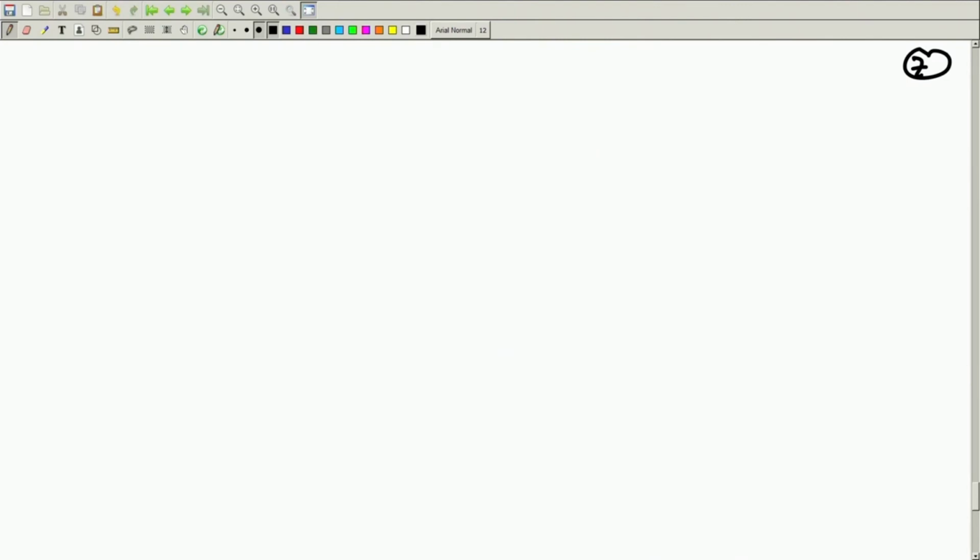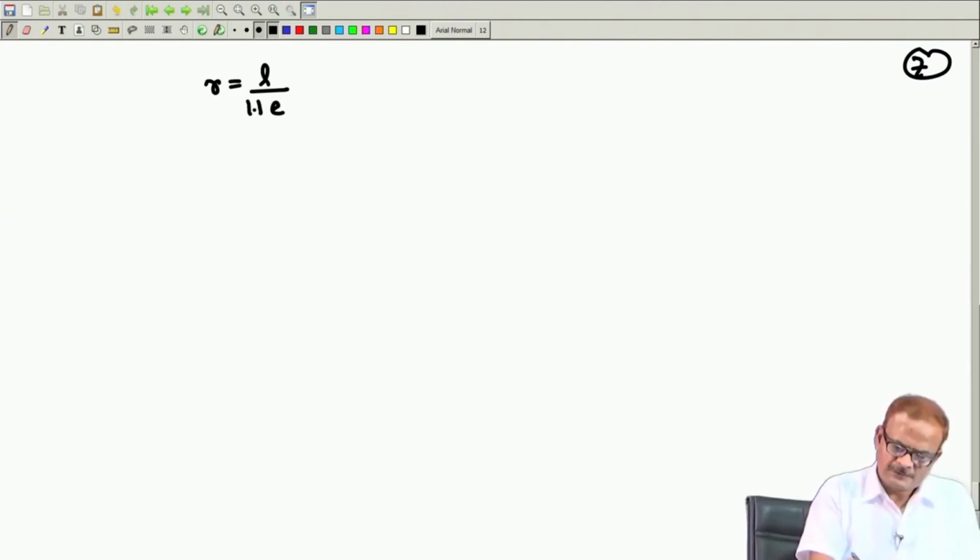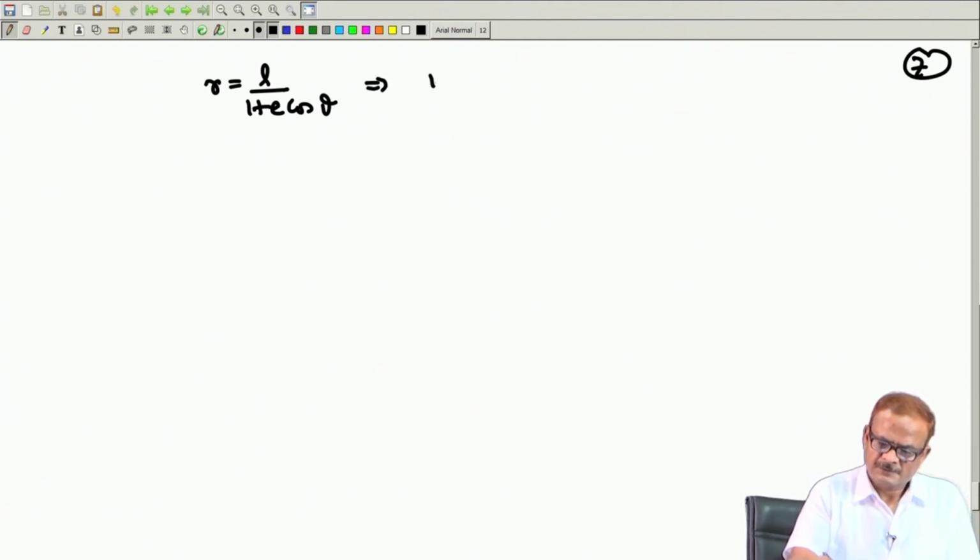Okay. So, we have finally got this. Now, L, already we have written r equal to L by 1 plus E cos theta. So, this implies 1 plus E cos theta equal to L by r. Okay. And from here E cos theta equal to L by r minus 1.